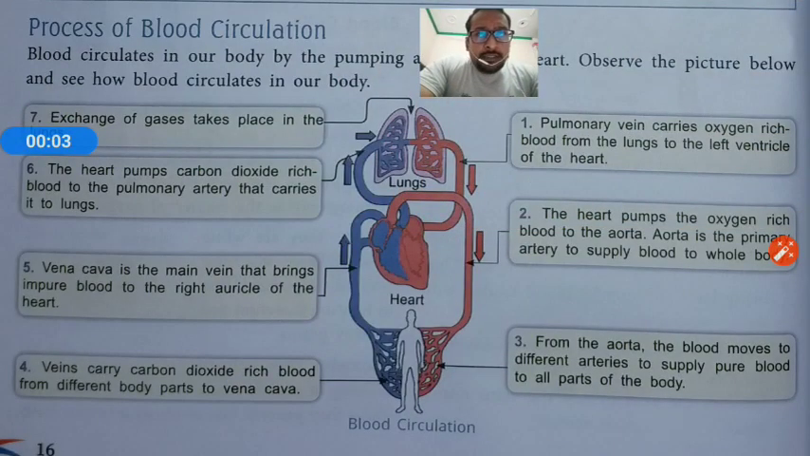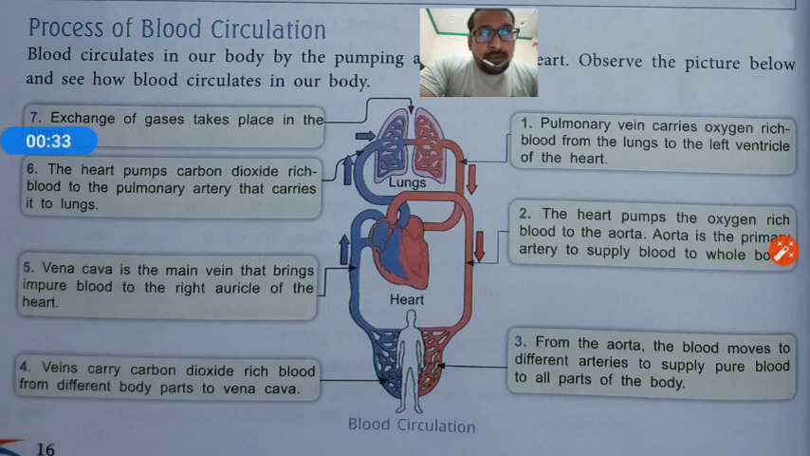Now we will study blood circulation. What is the process? Observe the picture below and see how blood circulates in our body. In the first part, you will see the lung, which is red in color. It is giving oxygen.